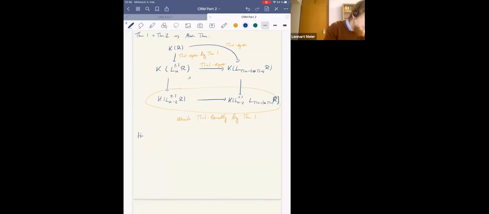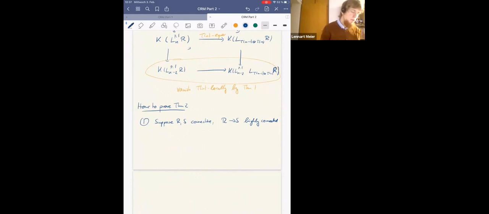So how to prove theorem two? Okay, step one: suppose R and S are connective, and R to S is highly connected, meaning that it's an isomorphism in the lower homotopy groups for quite a range. Actually, the lowest n homotopy groups would be enough. Then we also assume it's an LnPF equivalence. We need to show an equivalence in Tn local K-theory. Okay, and the idea is the following.